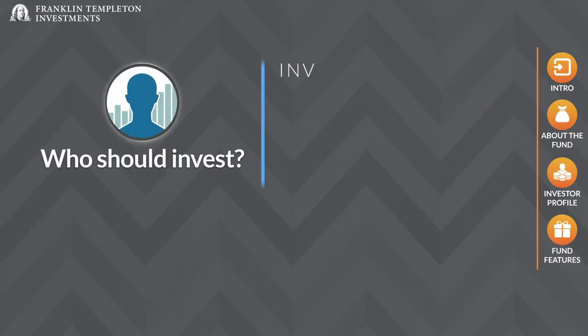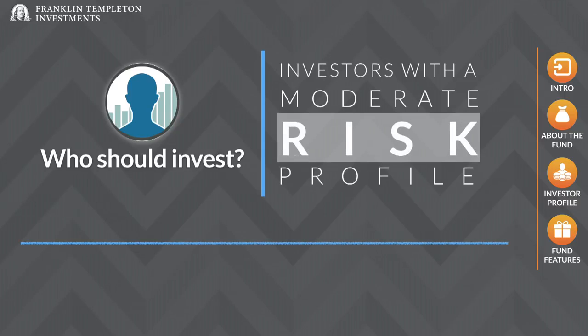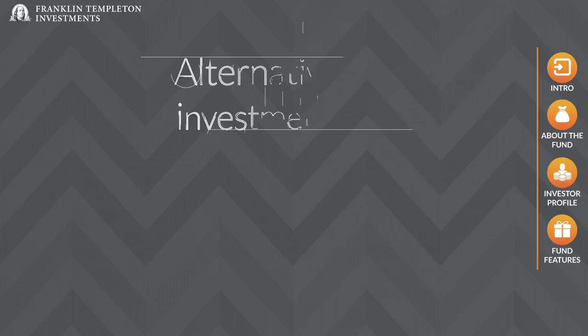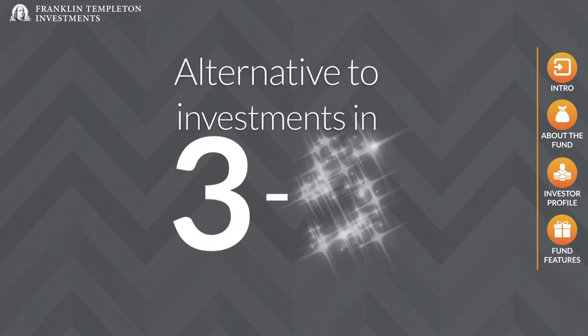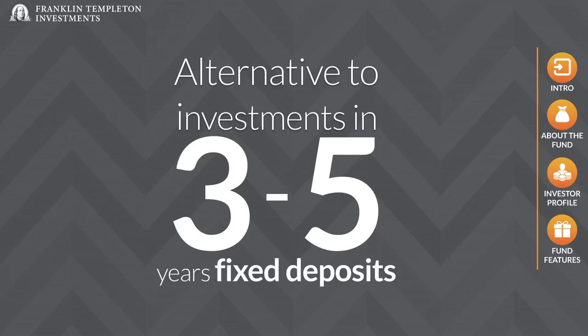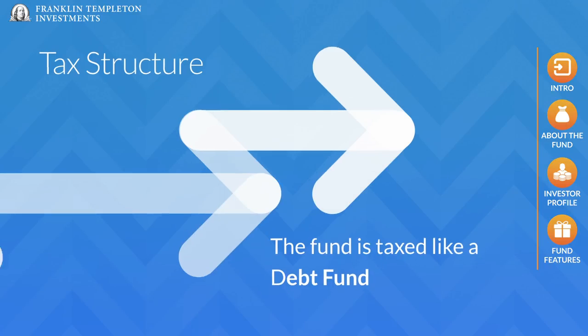Who should invest in this fund? This fund is a great option for investors with a moderate risk profile who are primarily seeking regular income with moderate growth potential. Income is not assured and is subject to availability of distributable surplus. Investors looking to invest in a fixed deposit with an investment horizon of 3 to 5 years could consider this fund as an alternative investment option. Let's take a look at the tax structure.